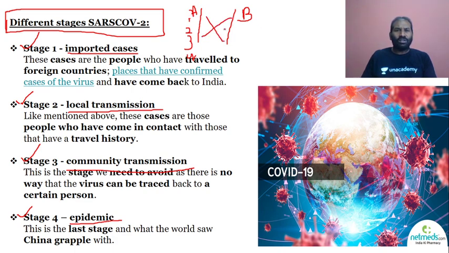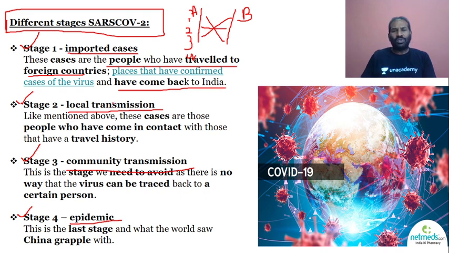Please do understand. If you have a match the following, here also you have a solid analytical question. In the imported cases, stage 1, the cases are people who have traveled to foreign countries, and when they come back to India, because of the incubation period of 12 to 14 days, they slowly develop symptoms, symptomatic cases come up, and they show various symptoms that they have been infected.